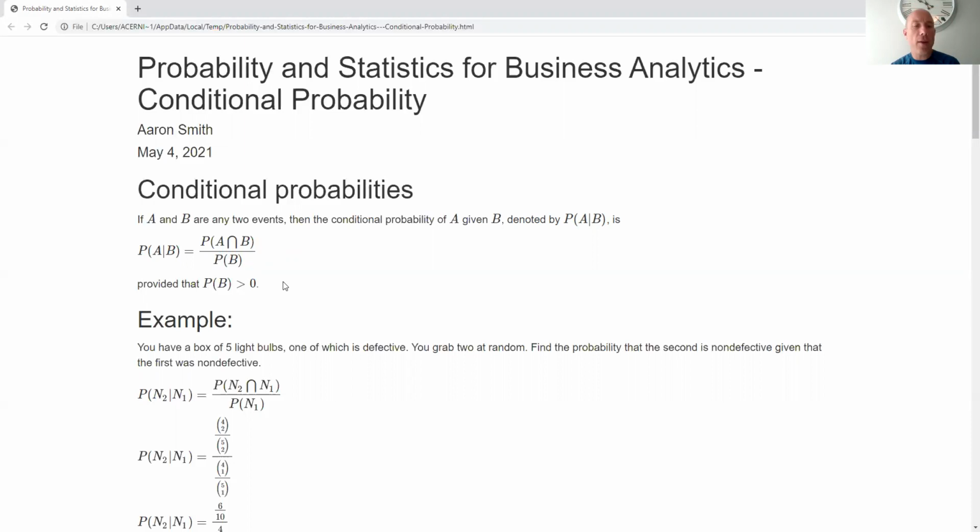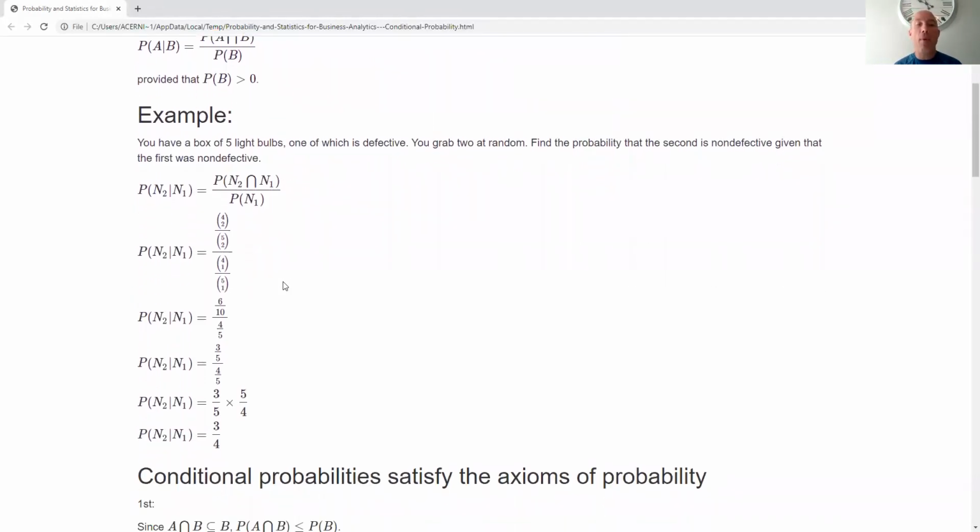For example, let's say that we have a box of 5 light bulbs, and there's one that is defective. I'm going to reach in, grab some light bulbs, and put them into the sockets. Let's say that I know that the first one was non-defective. What is the probability that the second is non-defective? So I grabbed light bulbs, I put the first one in, turned it on, and it works. What's the probability that the second one is non-defective?